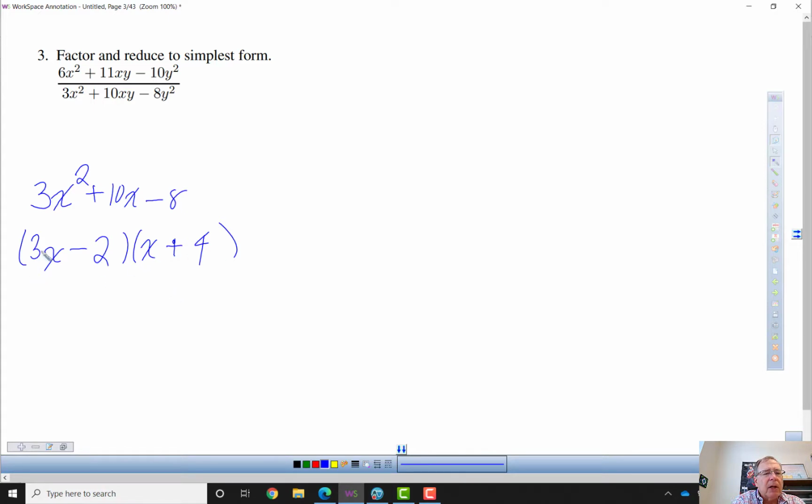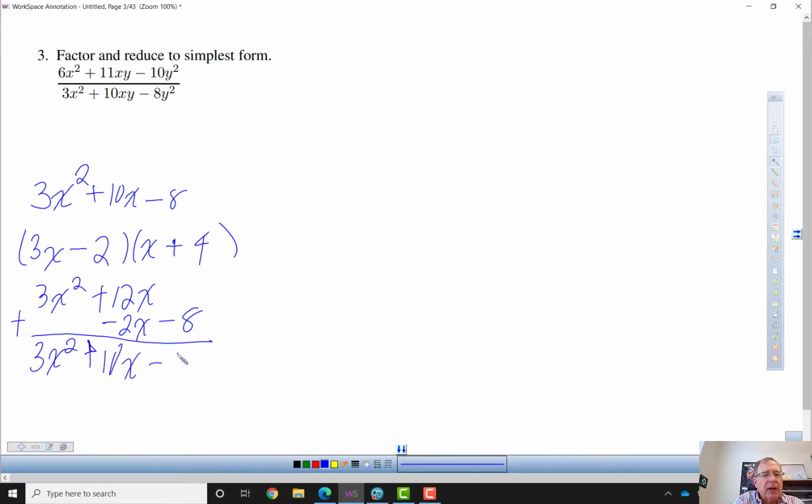So I'm going to distribute this out to check to make sure that's the correct factorization. 3x times x, 3x squared, we knew that was going to happen. 3x times 4 is positive 12x, negative 2 times x is negative 2x, and negative 2 times 4 is negative 8. We knew that was going to happen. I'm going to add the two rows, 3x squared plus 10x minus 8. So we have the correct factorization. So I'm going to put in my denominator as 3x minus 2y times x plus 4y.